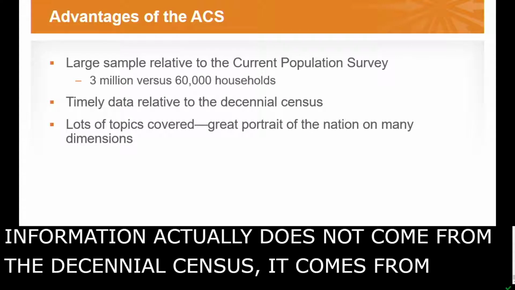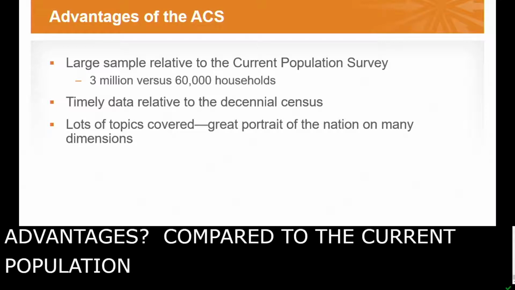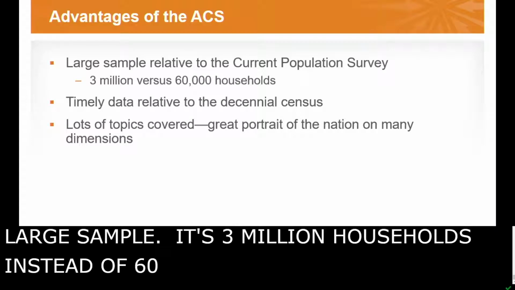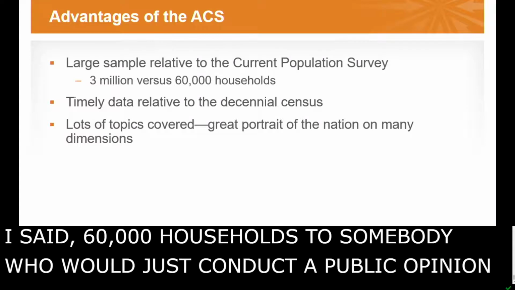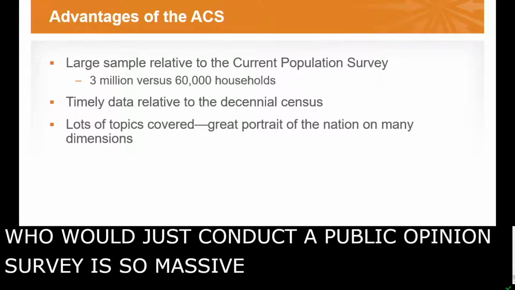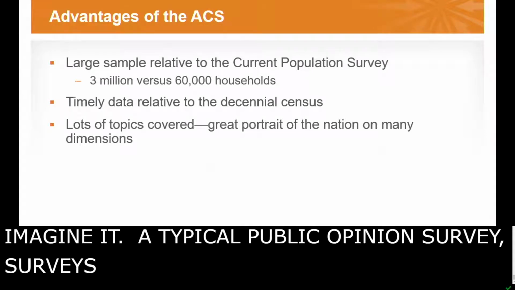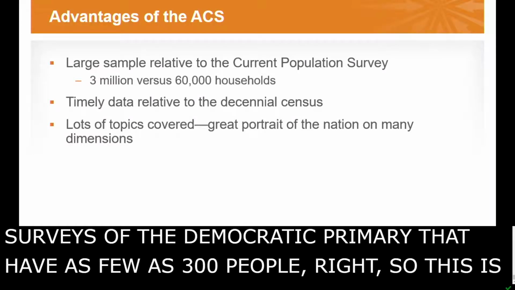So what are the advantages? Well, compared to the Current Population Survey for sure, it's a very large sample. It's 3 million households instead of 60,000 households. Now again, like I said, 60,000 households to somebody who would just conduct a public opinion survey is so massive they can't even imagine it. A typical public opinion survey, like there have been surveys of the Democratic primary that have as few as 300 people, right? So this is a lot of people that they're sampling, but it's still smaller than 3 million.